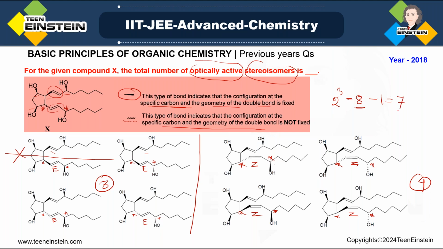So this is a very tricky question. Mostly in JEE Advanced, you will not get a very straightforward question. It will always be tricky. So when you are getting 8, just check all the molecules for whether there is any sigma plane present or not. Okay. So 7 will be the correct answer.